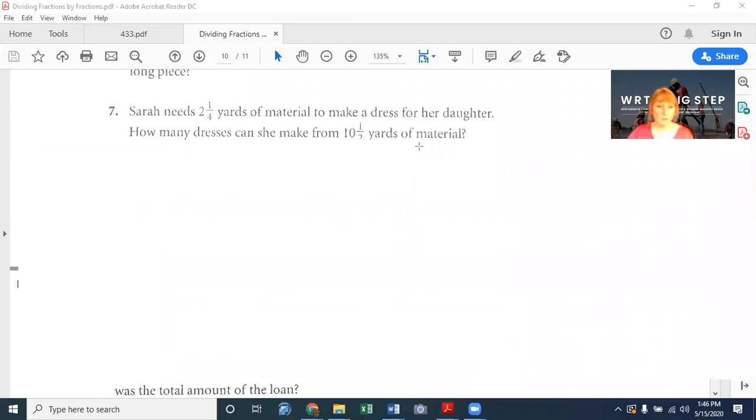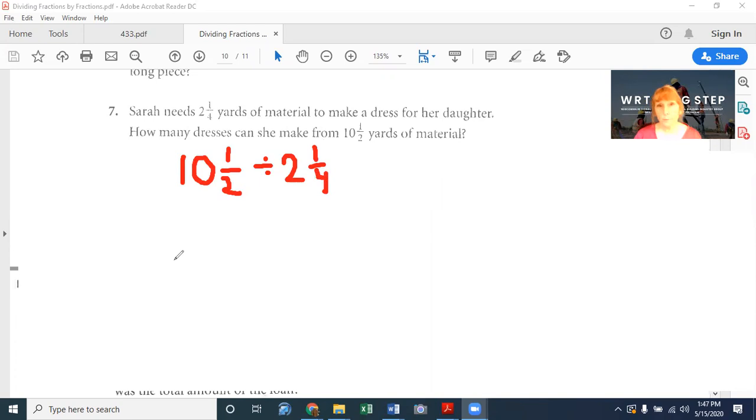Okay. Sarah needs 2 1/4 yards of material to make a dress for her daughter. How many dresses can she make from 10 and a half, 10.5 yards of material? So it's the same thing as the lumber question, isn't it? Except now it's talking about material. So she's got this big piece of material that's 10.5 yards long, and she wants to divide that into 2 1/4 yards of material for each dress. So how many dresses can she make? 10.5 divided by 2 1/4.